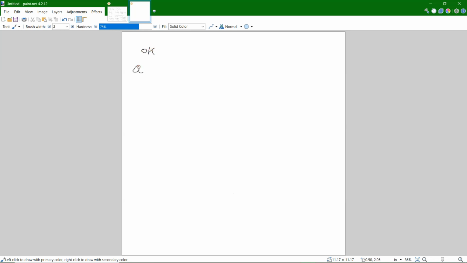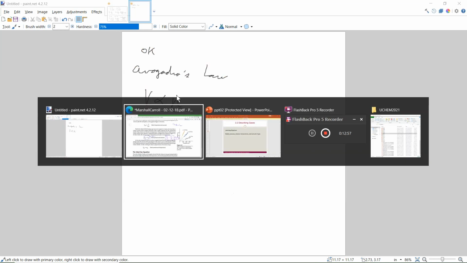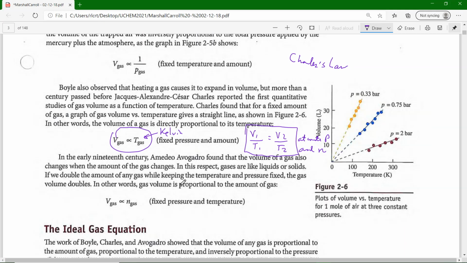Okay. So the next law is called Avogadro's law, not avocado, but Avogadro's law, where the volume is proportional to the number of moles. Let me check here. Early 19th century, Amadeo Avogadro found that the volume of a gas also changes when the amount of gas changes. The more gas you have in a box, if pressure is going to stay constant, temperature stays constant, then the box has to expand. If we double the amount of any gas while keeping the temperature and pressure fixed, the gas volume doubles. In other words, gas volume is proportional to the amount of gas. So that's called Avogadro's law.